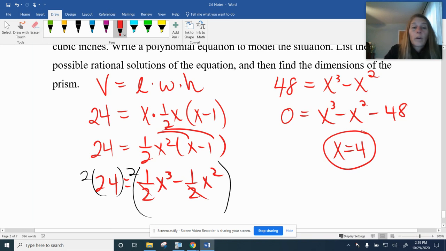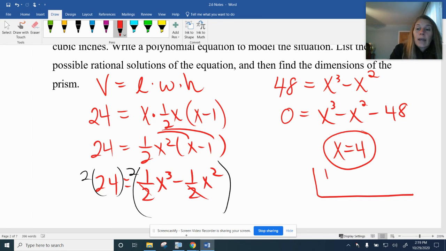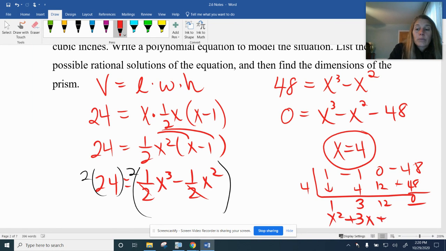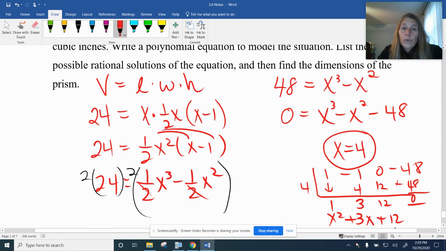Even though there's 2 more possible answers, I could just synthetically divide out the 4 so that I don't have to worry about looking for them on the graph. 1 times 4, add those up, 12, and then that gives me 0. This is x squared plus 3x plus 12, but it's not factorable because there's no two numbers that multiply to 12 that add up to 3, so I know my other answers are imaginary.